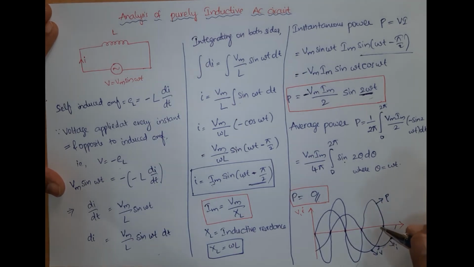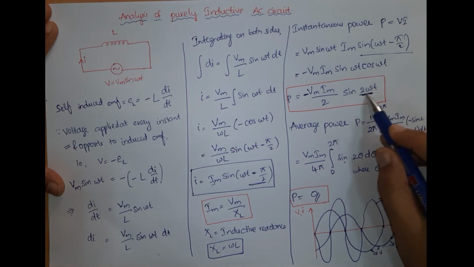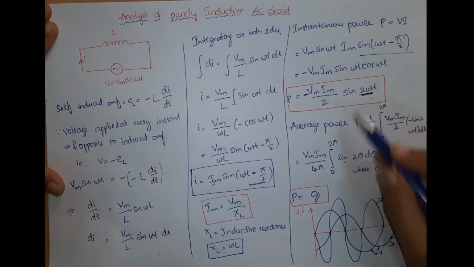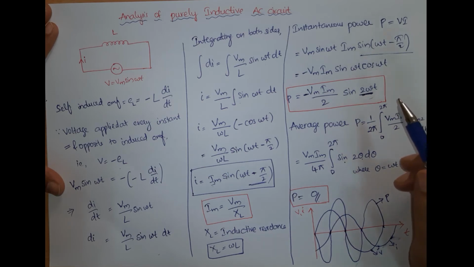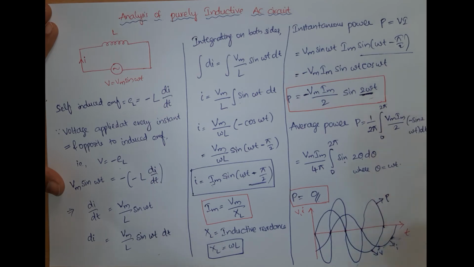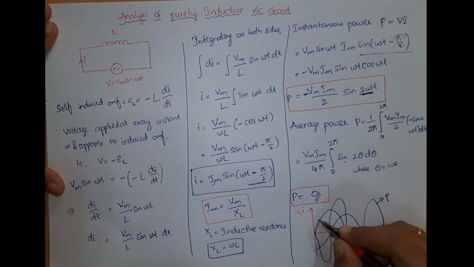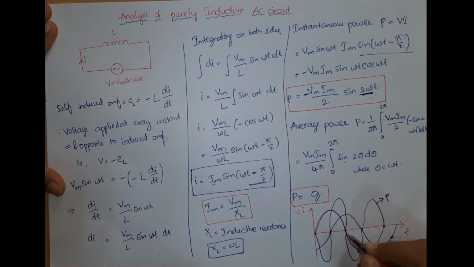Hope it's clear. See, the thing is 2 omega, that means frequency is doubled. Frequency means what? Number of cycles per second. If it had covered only 1 cycle per second, now it will be covering 2 cycles within the same time, right? See, if it is the time t, now this is my voltage. Let me draw it with some other color so you can clearly understand. So this one is my voltage.